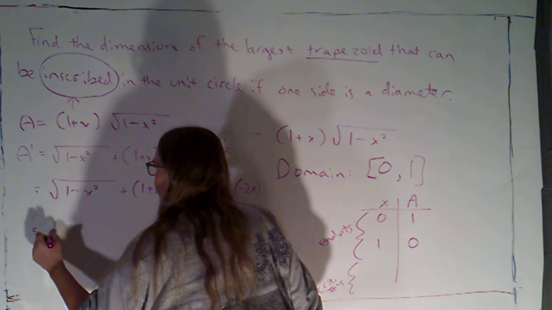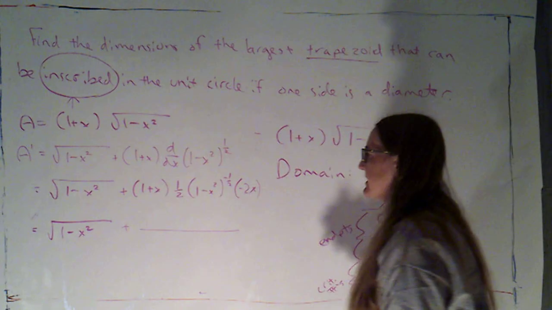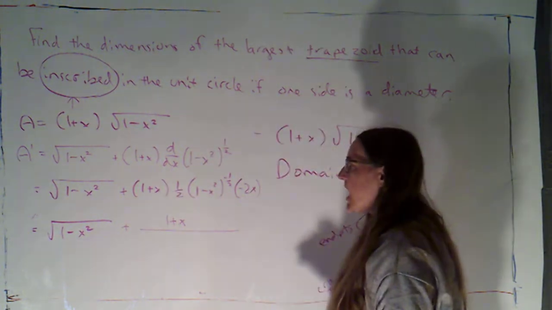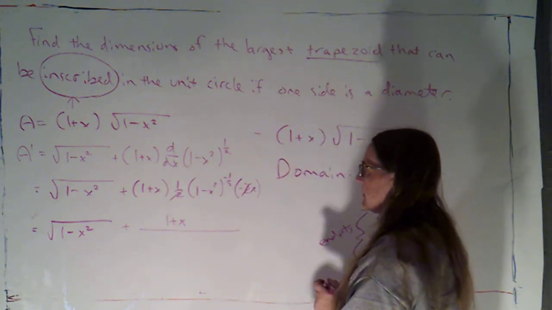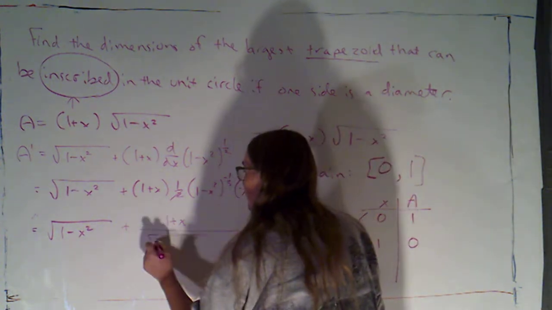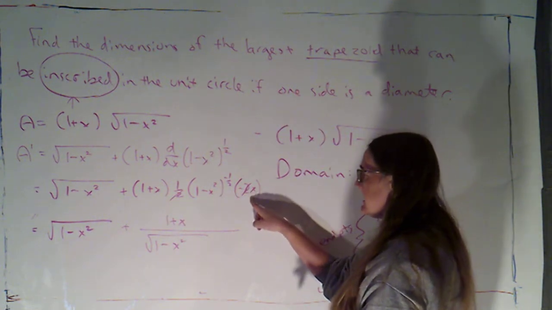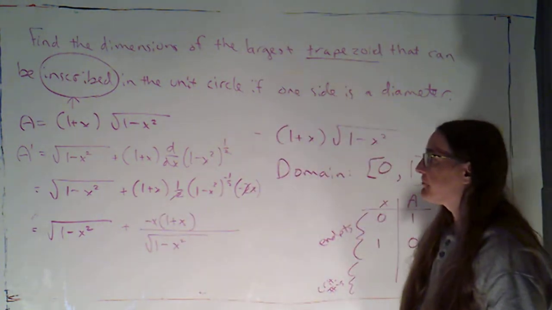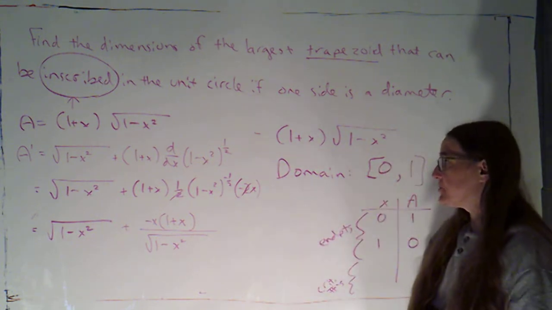So let's take a look. That's the square root of 1 minus x squared plus, I'm going to just write this as a fraction. Looks like the 1 plus x is on top. This 2, I'm going to cancel with that 2. Because this is a negative exponent, that puts this on bottom, and it's the square root of 1 minus x squared. And then I've still got a negative and an x. So I'll just put that negative x in the front there. So that is my derivative.